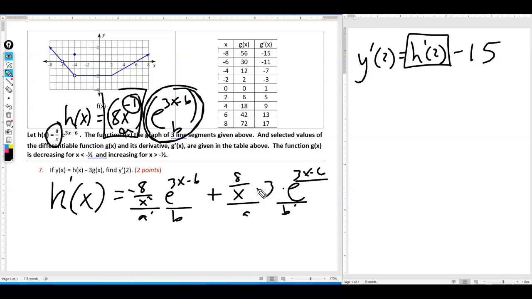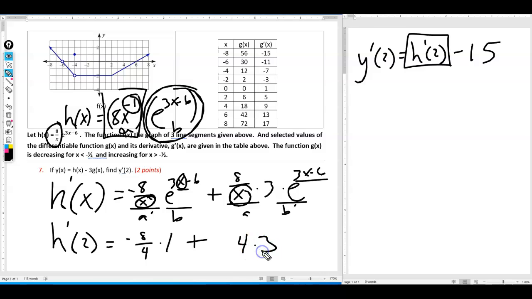Now I want to find what is h prime of 2, so I'm going to be plugging in 2 here. I have negative 8 over, if I plug in 2 here, I'm going to get 4, times, if I plug in 2 here, I'm going to get 3 times 2 minus 6, which is 0, and e to the 0 is 1, plus, plug 2 in here, 8 divided by 2 is 4, times 3, times, if I plug in 2 here, I get 1.